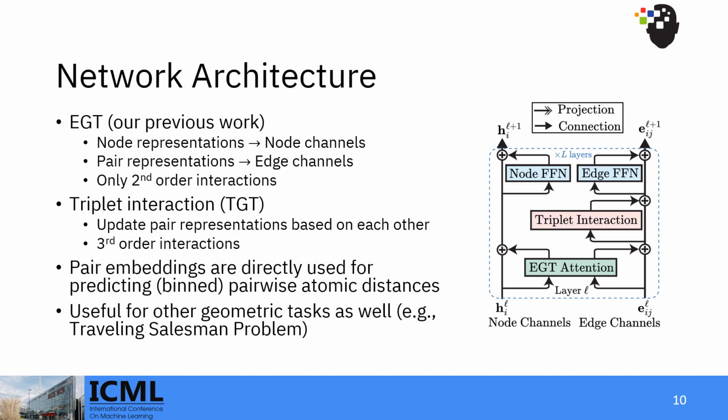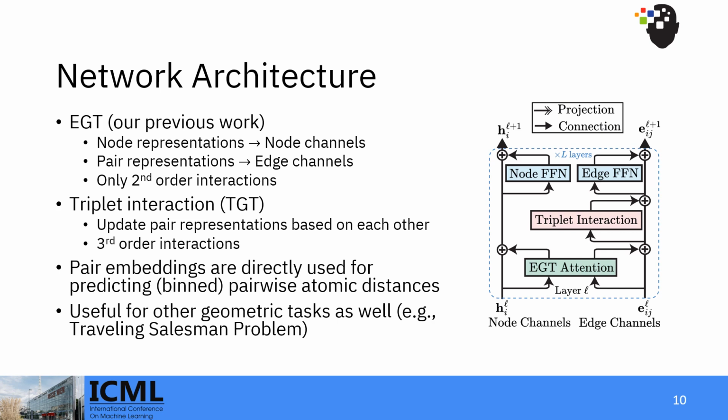Looking at the diagram on the right, you can see that the node and edge channels go through an EGT attention layer responsible for updating both using a second-order attention mechanism. But then we introduce the new triplet interaction layer. This allows pair representations to directly influence each other, capturing more complex geometric relationships.